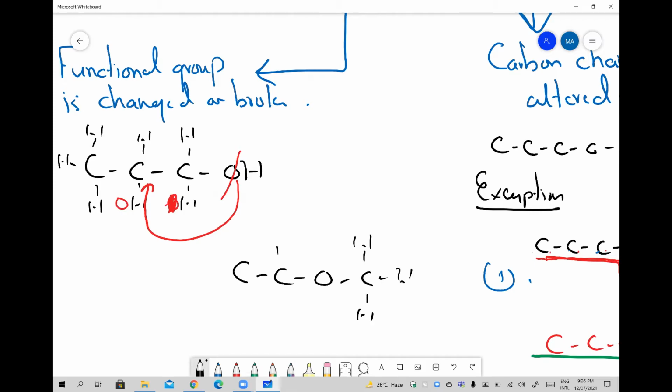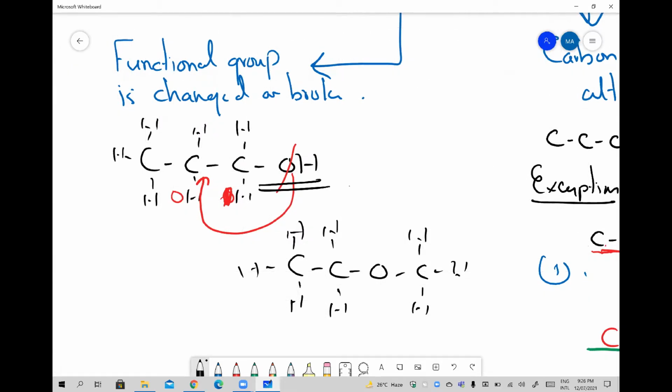This is another compound, whereas this is a completely different compound. You see, this is a hydroxyl group here, whereas we have broken this hydroxyl group for the second compound. So you're allowed to do this as well. You can break the functional group completely.